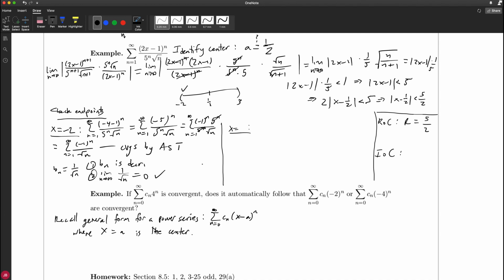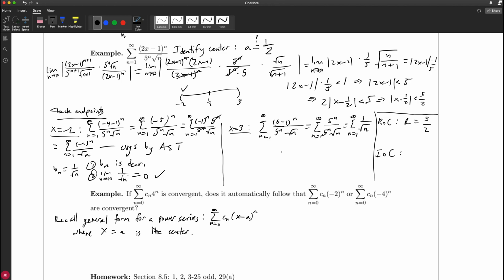by minus 2, okay? Now come over here, plug in x equals 3. Go ahead and try it yourself if you like. You get the sum n equals 1 to infinity of 6 minus 1, all to the n, over 5 to the n root n. Notice this is 5 to the n, which will cancel with the 5 to the n in the denominator. So this is just the sum of 1 over root n.